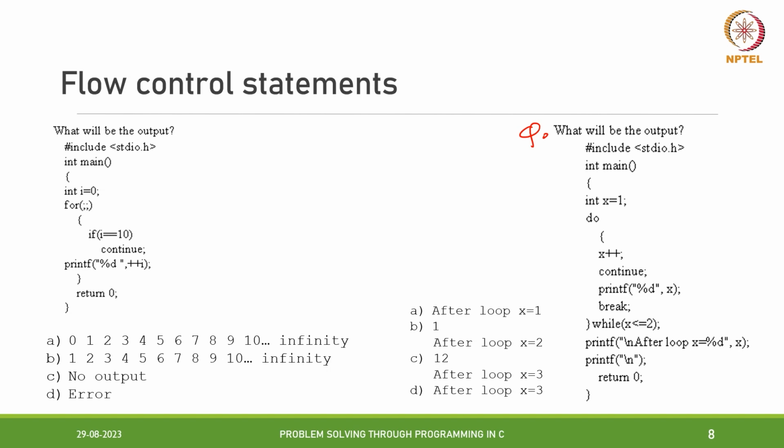Okay, so what do we have here? The question asks what will be the output. We have x equals 1, x is an integer variable. We have a do while loop, and in the loop we increment the value of x and do a continue. Okay, and then print, break, and the conditional. Right. So can anyone answer this?